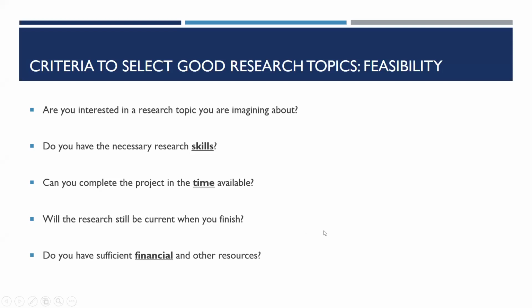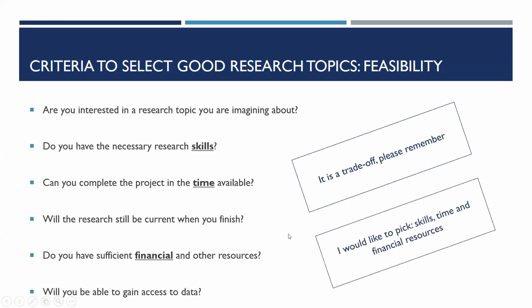One more question is, do you have sufficient financial and other resources? If you ask me, probably I would like to pick skills, time, and financial resources. Skills are important, time is important, and financial resources are important. If you have skills and you have available time and you have financial resources, we can definitely grab data via some methods. We can request people, we can use some references, and also remember, it is a trade off. You have to pick one to drop one. Maybe you have some funds, but not the skills. So maybe you can grab some skills.